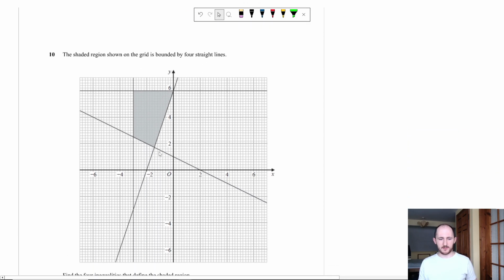Okay, I think we're about halfway through. I'm hoping we're halfway through. The shaded region shown on the diagram is bounded by 4 straight lines.